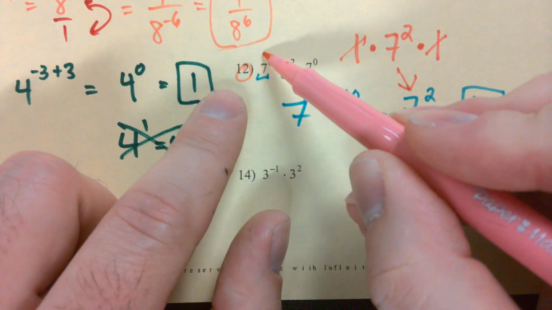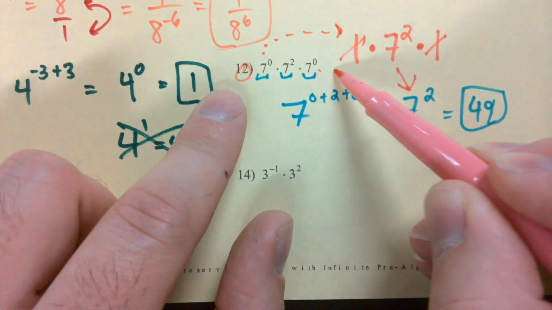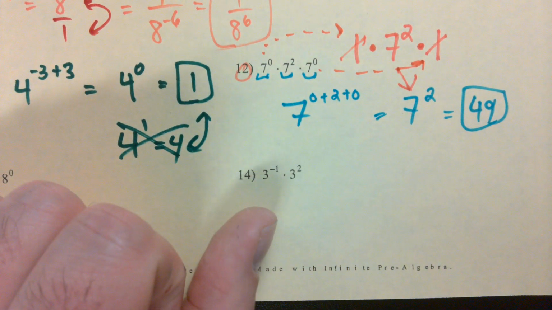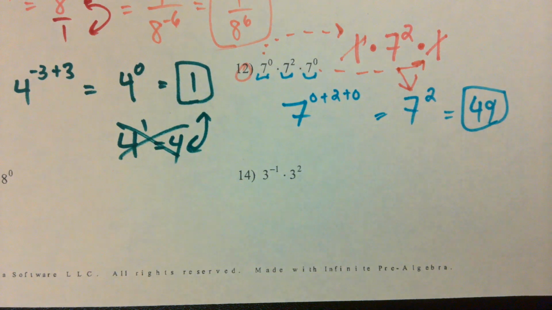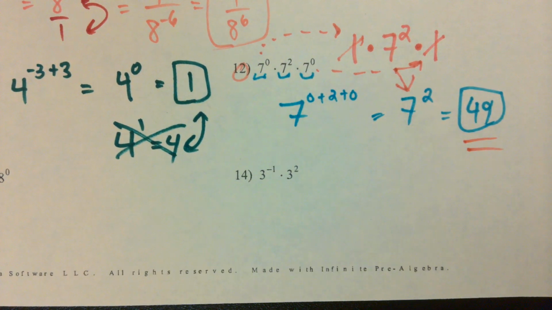Everyone see what I did there? We just simplified these 7 to the 0th powers first, and then multiplied them out. Either way, you end up with 49.